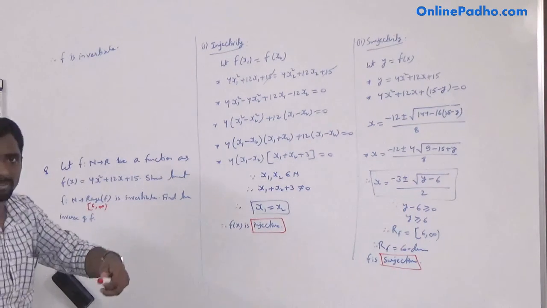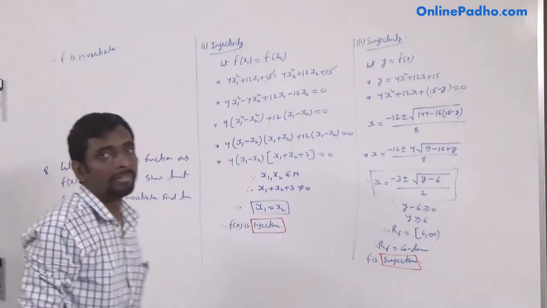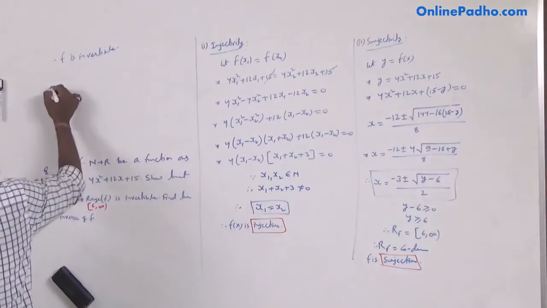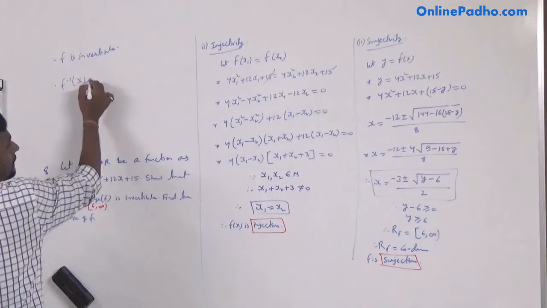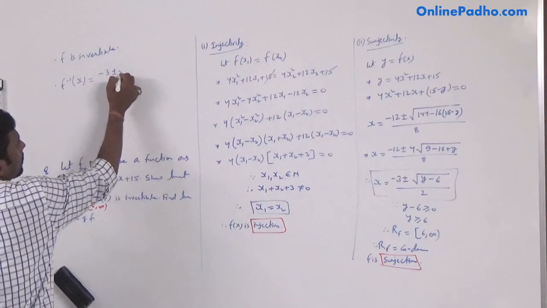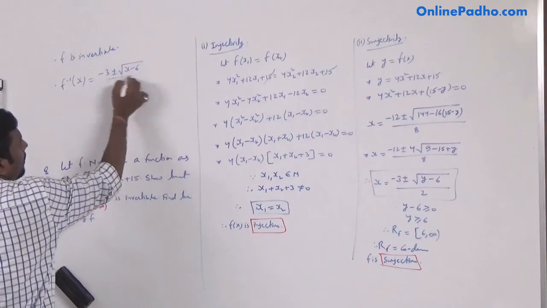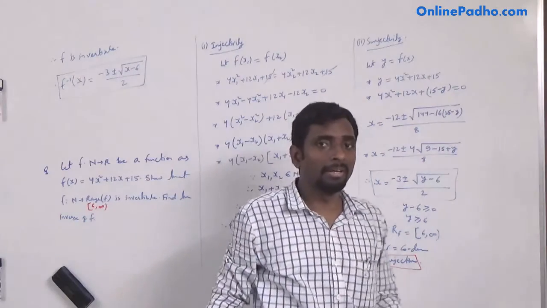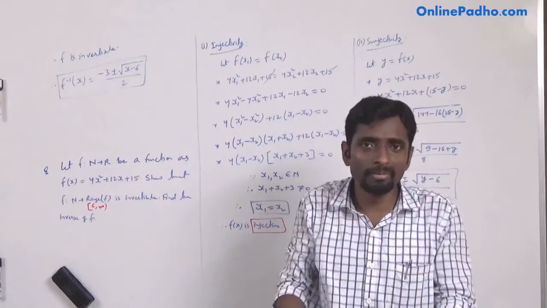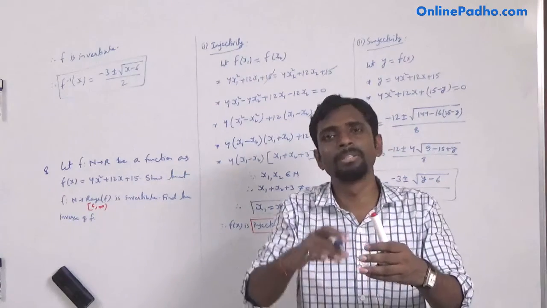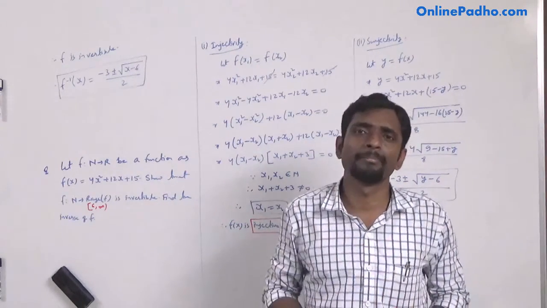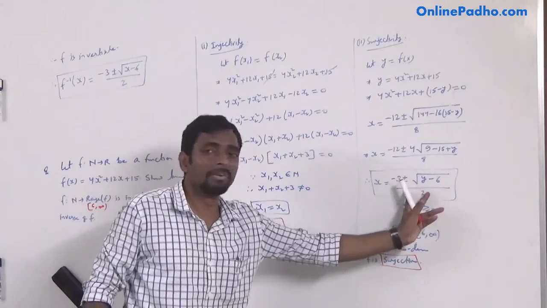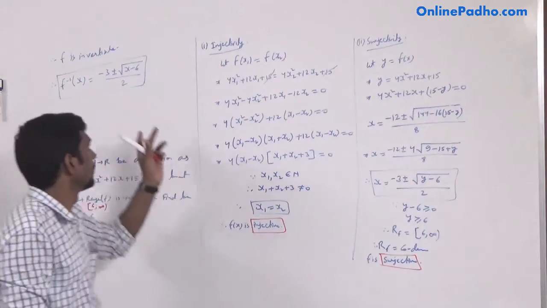Find the inverse of f. Very simple. You have to write y as x and x as f inverse x. So therefore, f inverse x can be written as minus 3 plus minus square root of x minus 6, divided by 2. This is the f inverse. What do you mean by f inverse x? If you write x in terms of y, that is the f inverse x. If we have a function f(x) equal to x square, what is f inverse x? Root x. You have to write x in terms of y, and that function is the f inverse of x.